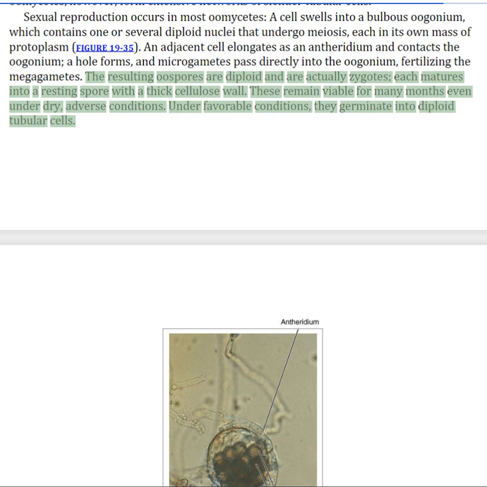The resulting oospores are diploid and are actually zygotes, each matures into a resting spore with a thick cellulose wall. These remain viable for many months even under dry, adverse conditions. Under favorable conditions, they germinate into diploid tubular cells.